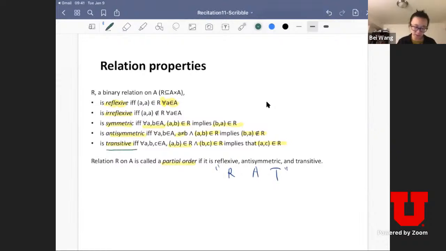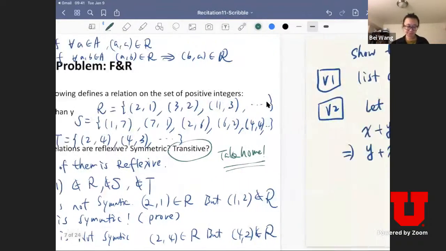I'm saying it's transitive if I have three elements in the set. If A and B is in the relation and B and C is in the relation, implies A and C is in the relation. Okay.